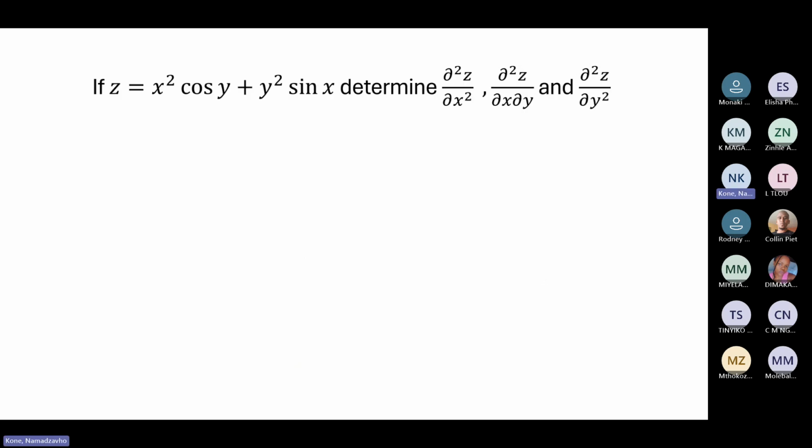Now, this one is a question that says, if z is equal to x squared cos y plus y squared sine x, determine those. Now, the cursive d is only used when we do partial differentiation. Now, what is partial differentiation?